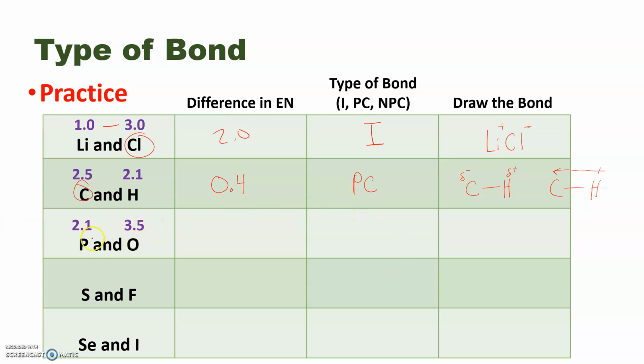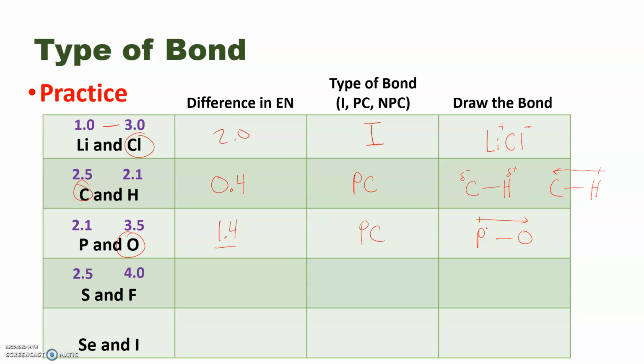P and O, 2.1 and 3.5. If I'm doing my math right, the difference there is 1.4. This one's the more electronegative. 1.4 lands in the PC category. So I write P-O because it's covalent. Make sure you put that dash. And then I am going to draw the arrow towards the oxygen with the little plus over the phosphorus.